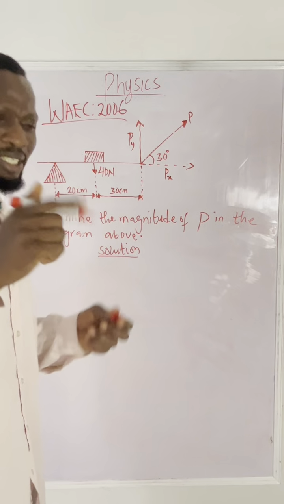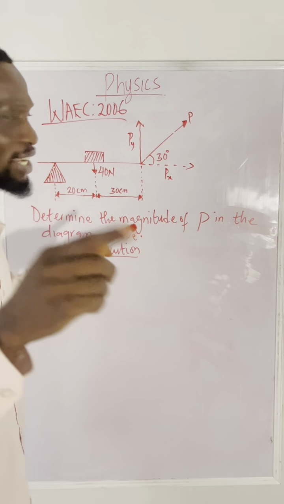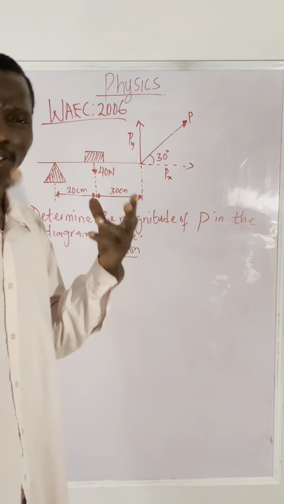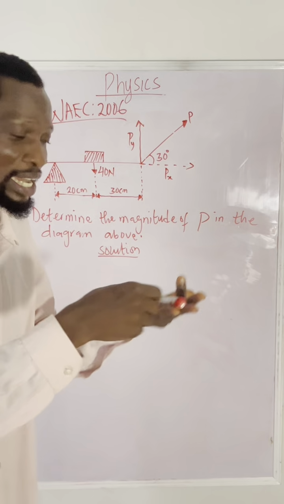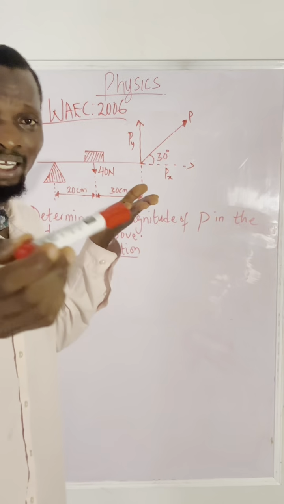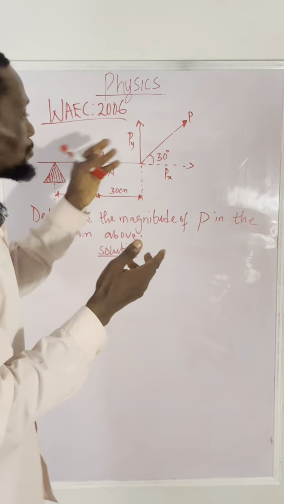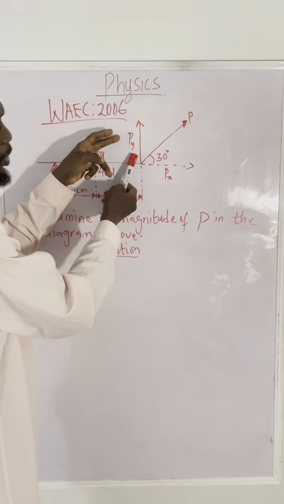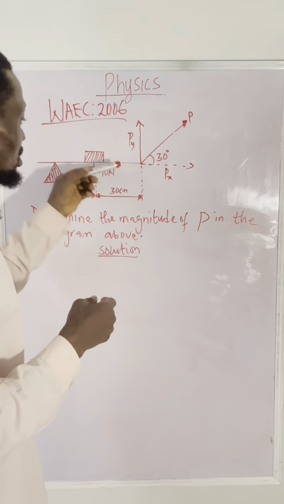Now, the question is, which of these forces will try to rotate this body? Because we are talking about moment, that is turning effect. We don't want a force that will move the body on a straight line. We want a force that has a tendency to rotate this body. So between Py and Px, which of the forces will tend to rotate this body?